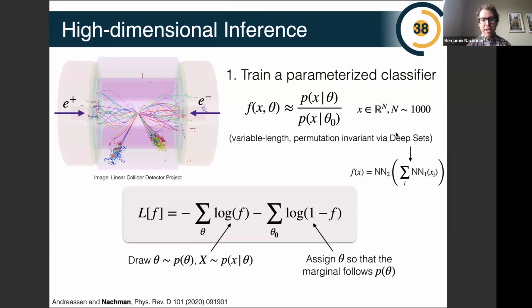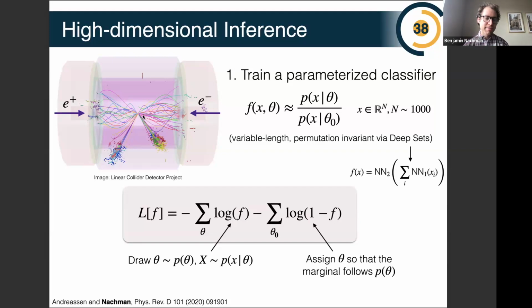but I don't actually just want the binary classifier, because I need to know this likelihood ratio continuous in theta, because I'm going to eventually do maximum likelihood. So I want to know for every value of theta what this ratio looks like. And so there's a trick to do that called building a parameterized classifier. And so first, we need a neural network that can accommodate the structure of our data. These data are a variable length permutation invariant set.